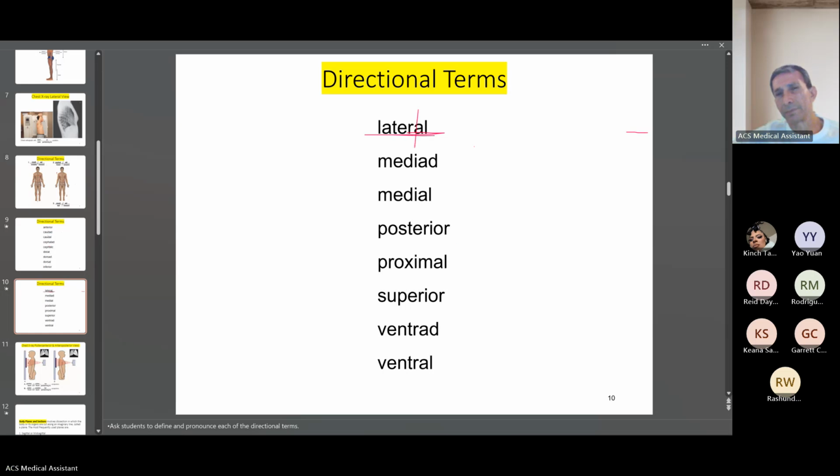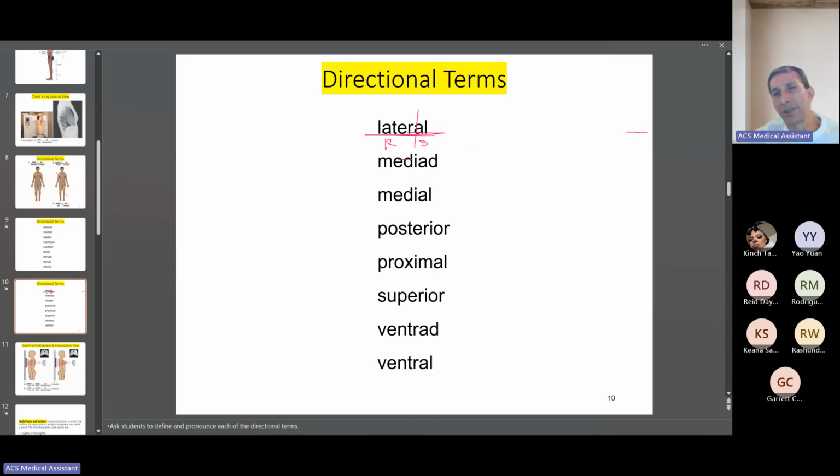AL is the suffix. Later is the word root. Lateral, pertaining to the side. Remember, you cannot say pertaining to the latter. It doesn't work that way.